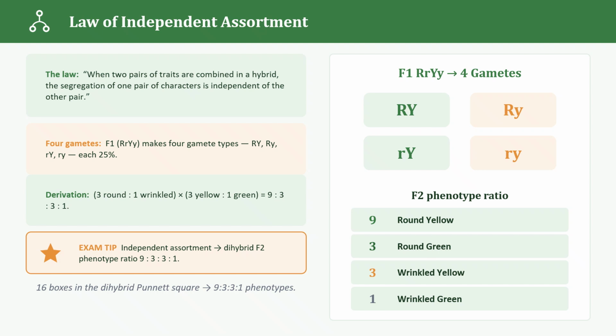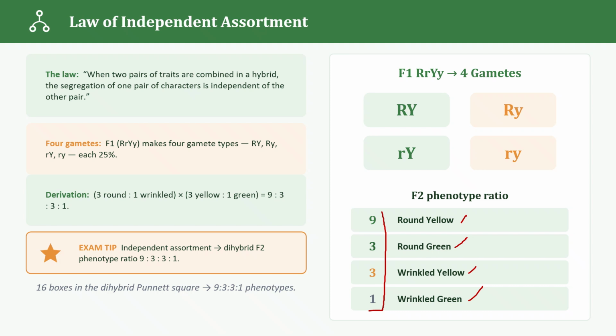So here we are going to see the law of independent assortment. So what did Mendel observe in his F2 generation? When Mendel studied both the characters together, he obtained 4 different phenotypes. What are the 4 different phenotypes? One was round yellow, and another was round green, wrinkled yellow, and wrinkled green. So these appeared in the famous ratio of 9 is to 3 is to 3 is to 1.